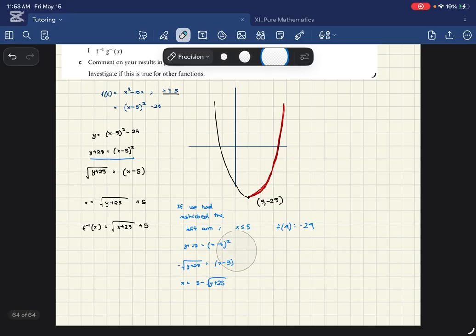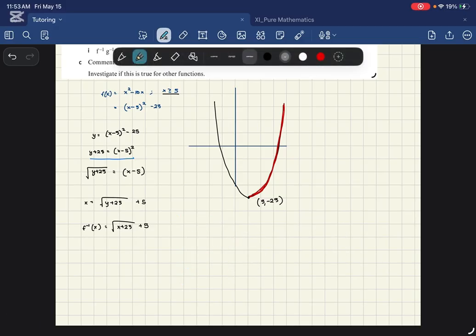So that is if we have to restrict the other arm of the branch, then we take the negative square root. Not, you take the square root and then you consider the negative value of it. Not, you can't take the square root of a negative number.